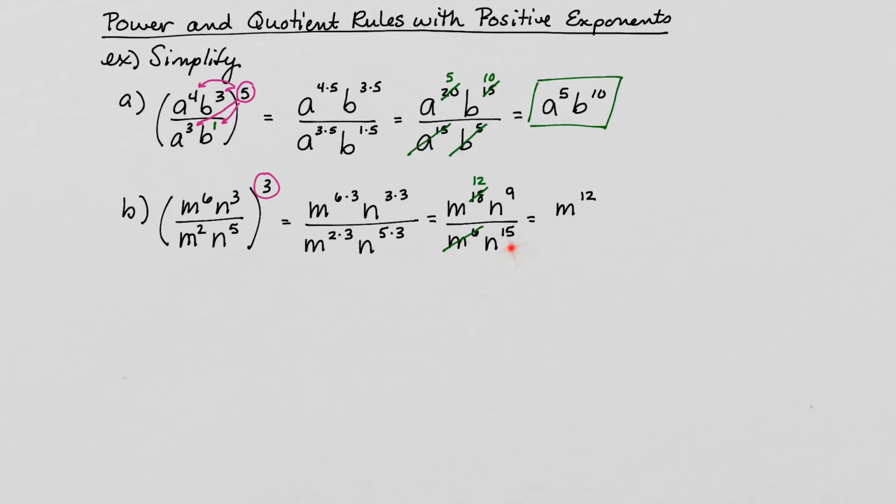And how many more n's do I have? Well, I have 6 more. So I would be left with n to the 6th on the bottom. Or I can think of it as canceling out these 9 n's, and I only have 6 of them left. So we'll look at another one here.